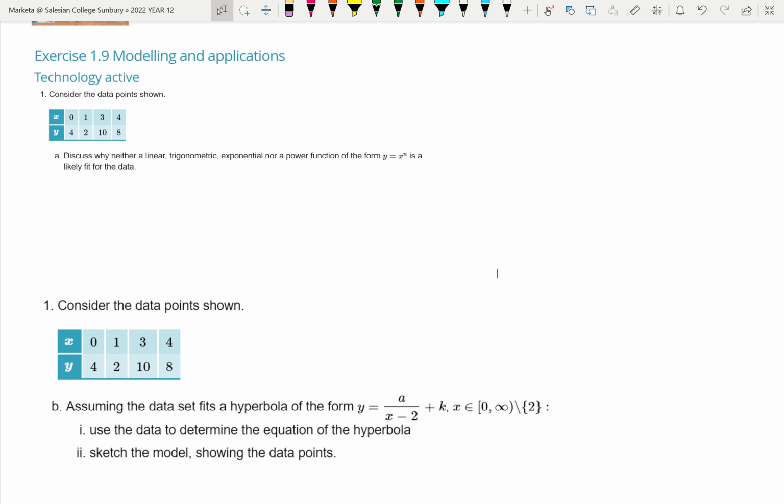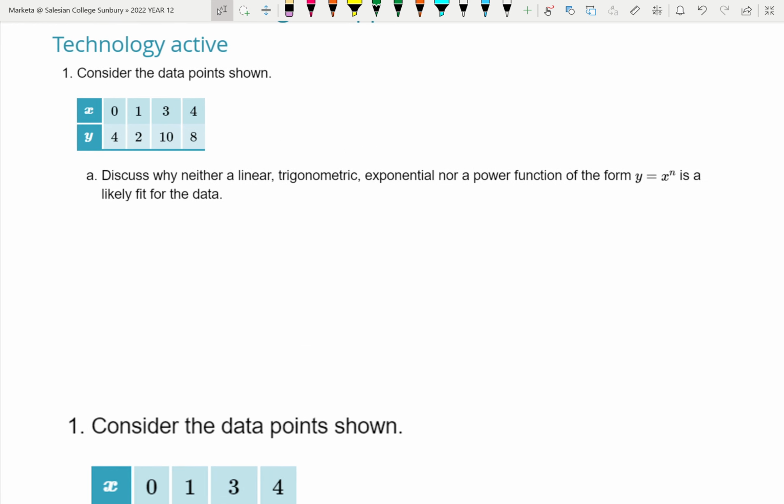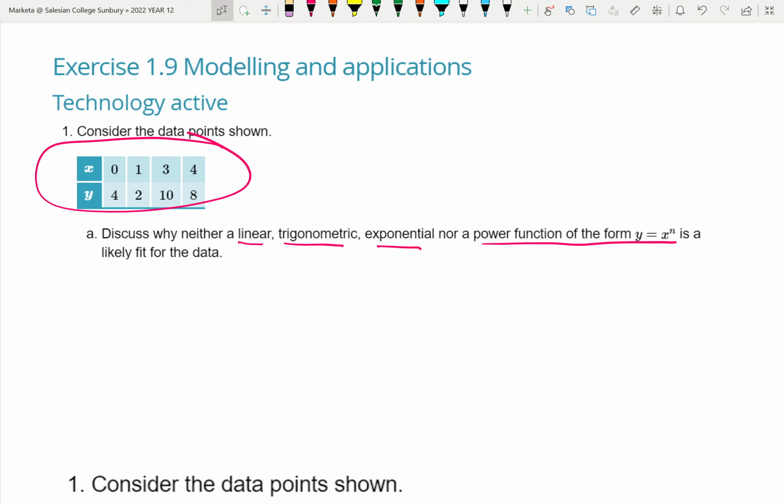So they've given us a little table of data points. So here's our table of data points, and here are x values and y values, and they're asking us to discuss why neither a linear, trigonometric, exponential, nor a power function in this form is likely to fit the data. Okay, well, I think a good first step would be to see what that might look like if you were to plot it. So I'm going to do just a quick little sketch.